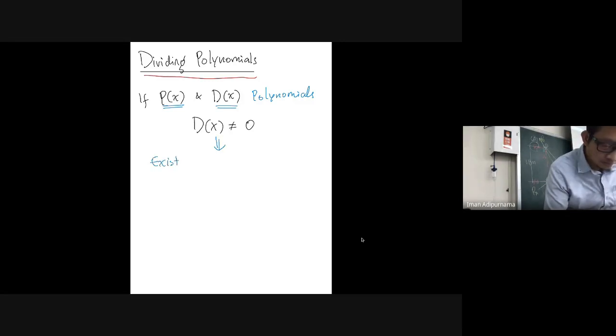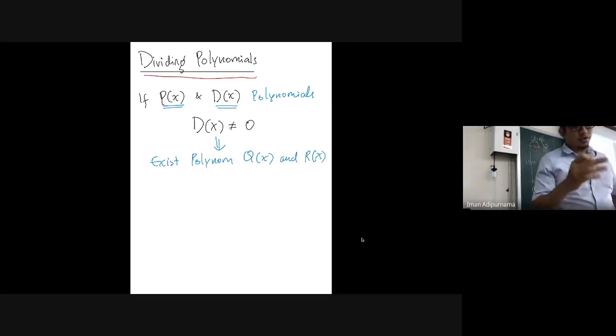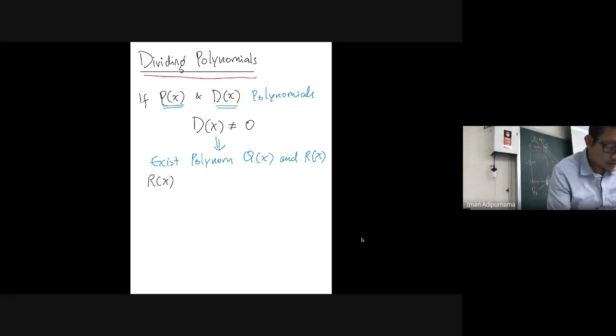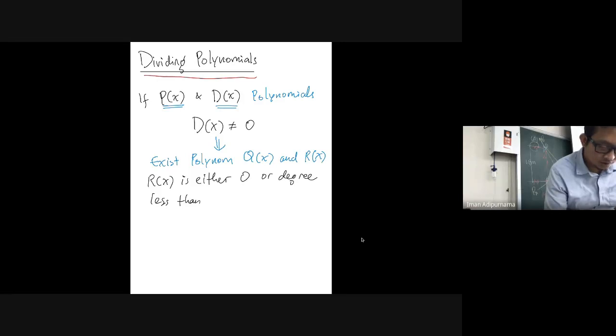There exists a polynomial q(x) and r(x). Why is the name Q and R? I will explain later. r(x) is either 0 or has a degree less than d(x).